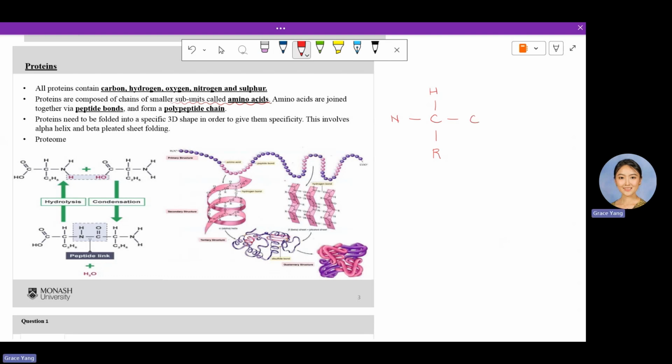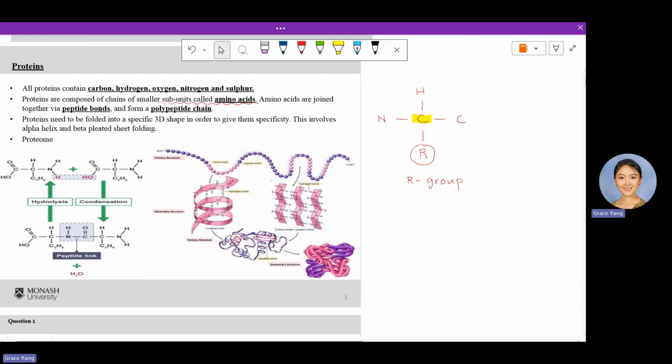This C in the middle is the central carbon. Attached to the central carbon, on the top you have a hydrogen. On the bottom, you'll see I've written R. R is called the R group, or sometimes referred to as the functional group of the amino acid. This is the variable part that distinguishes amino acids from each other. That's what makes them different.